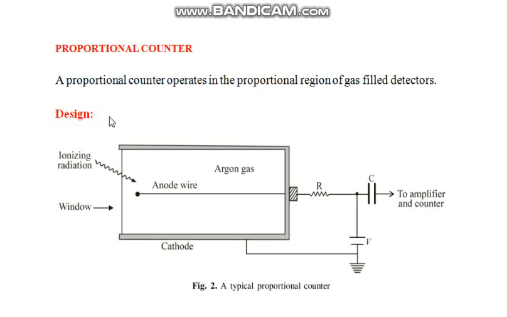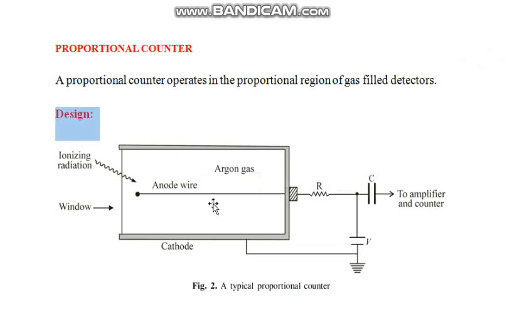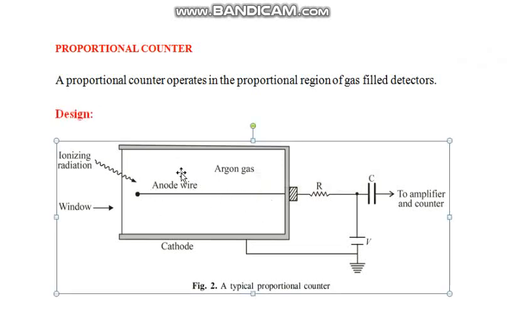Dear students, today we will discuss the next gas filled detector, that is the proportional counter. As the name suggests, a proportional counter operates in the proportional region of gas filled detectors. You can see that the design of this detector is the same as that of the ionization chamber that we have discussed in the previous lecture. The only difference is that it works at a higher voltage than the ionization chamber.